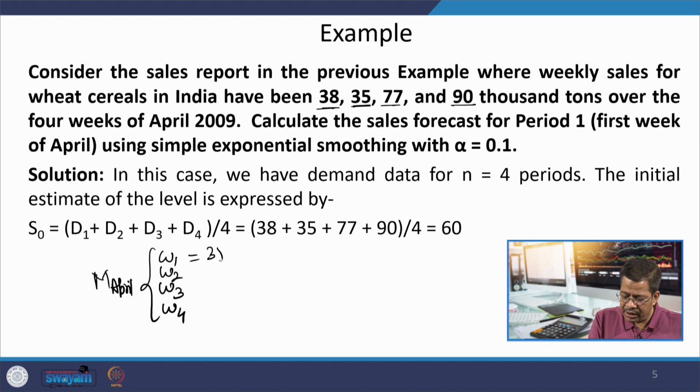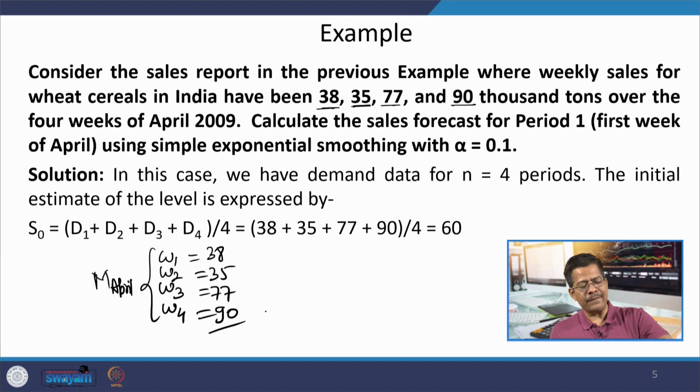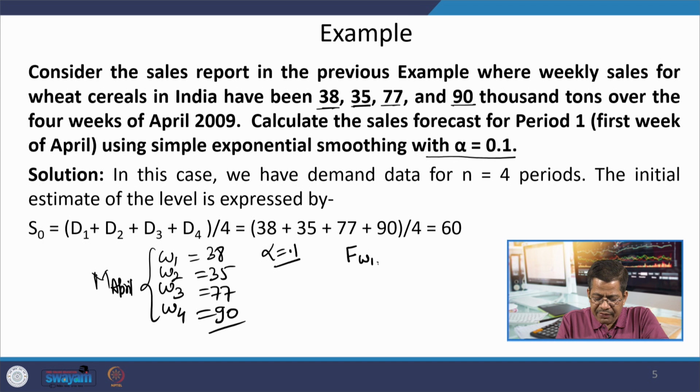Data is like 38, 35, 77 and 90. Now, for exponential smoothing, alpha is given to me as 0.1. I have to determine the forecast for week 1 of May. Now, the forecast for week 1 of May is basically as of week 4 of April.